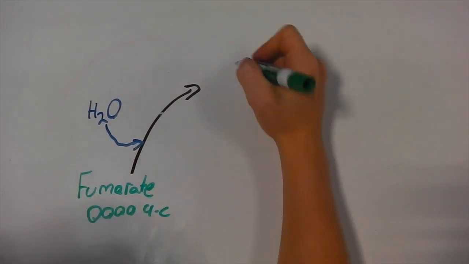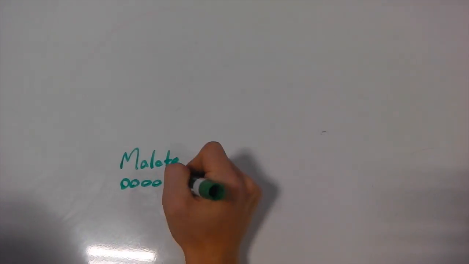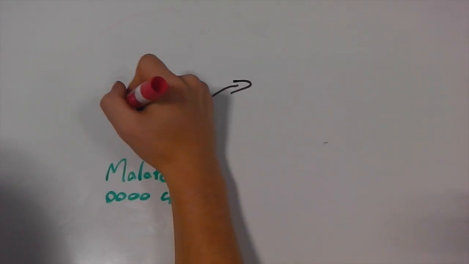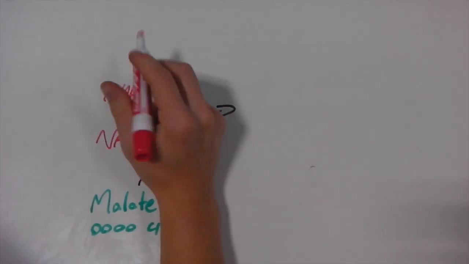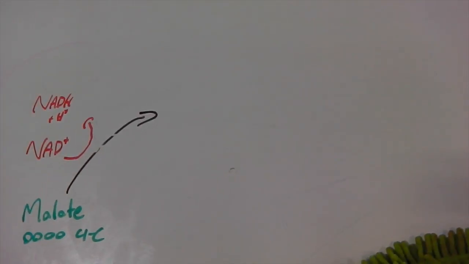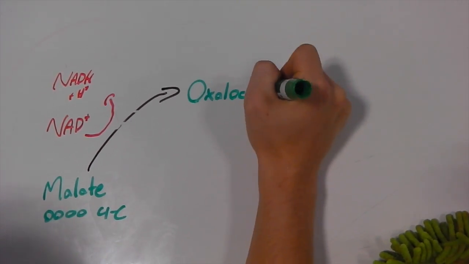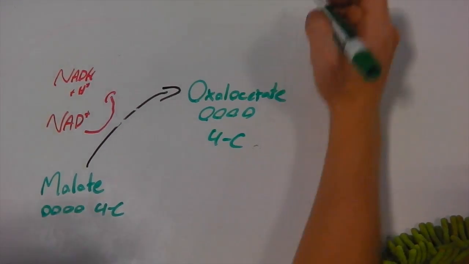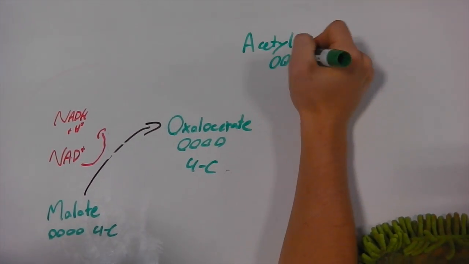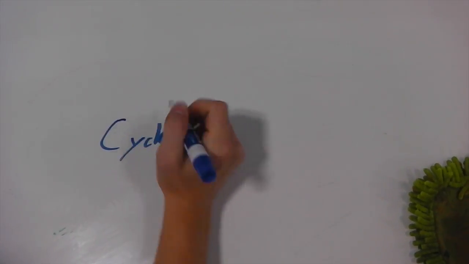We'll add H2O, giving us malate, also a 4-carbon compound, and we will add another NAD positive plus hydrogen plus electron, giving us NADH, and back to oxaloacetate, which is 4 carbons, and the cycle repeats because we're adding acetyl-CoA again.